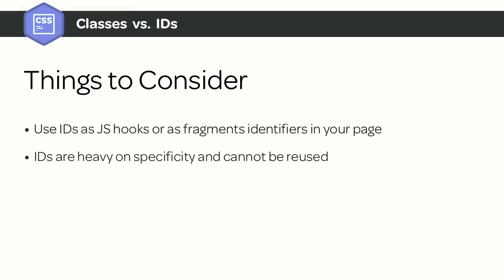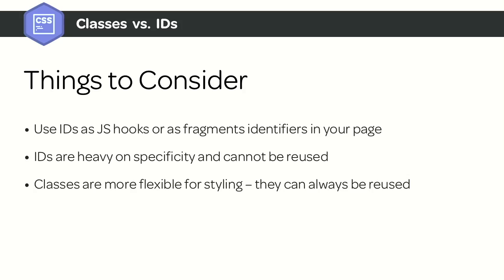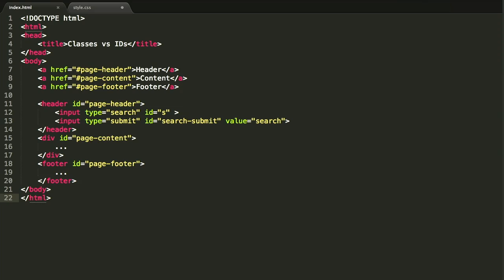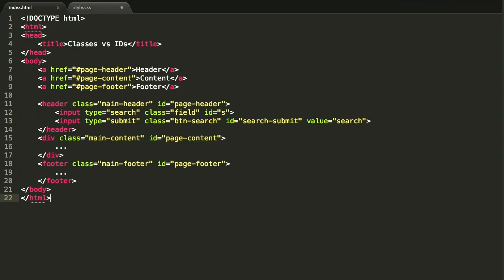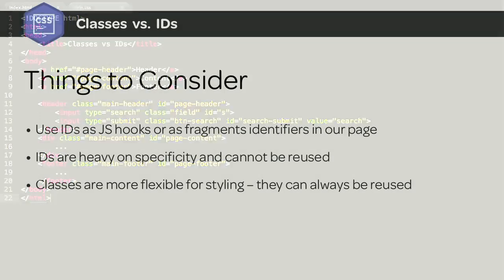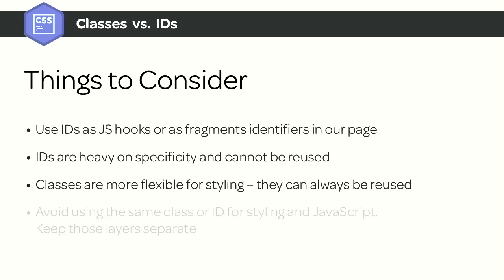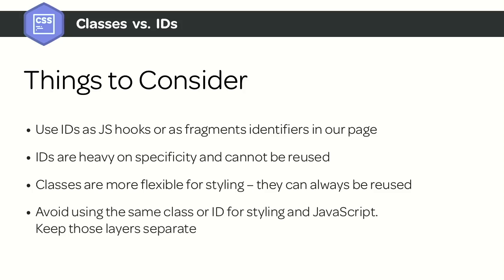Now IDs are very heavy on specificity and they cannot be reused. That's why it's best to use classes because they are more flexible for styling and they can always be reused. So then back in our HTML file, we can add those classes to the elements for the presentation. Now there are a few more things to consider. For example, we should avoid using the same class or ID for styling and JavaScript. Doing that will make our architecture a lot more fragile because we're setting up a lot of dependencies between the CSS, JavaScript, and the fragment identifier.